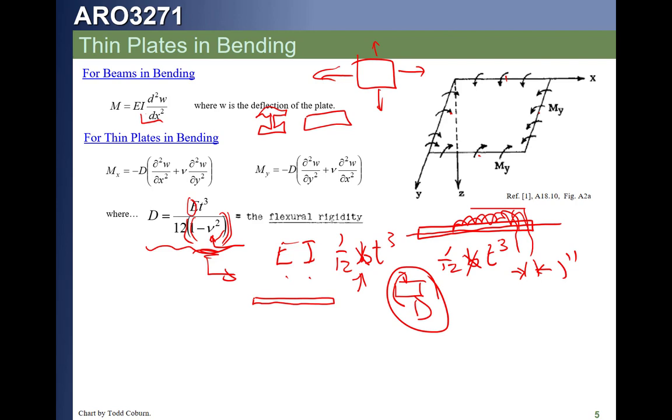Does that make sense so far? Great. Think about that until you think you've got it, and then we can move onward.